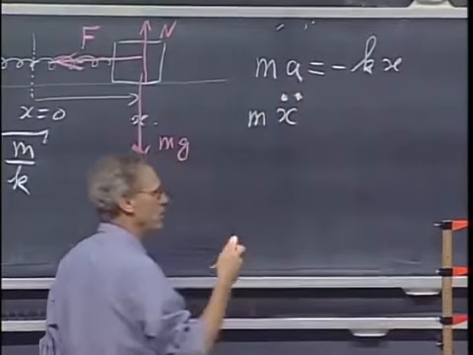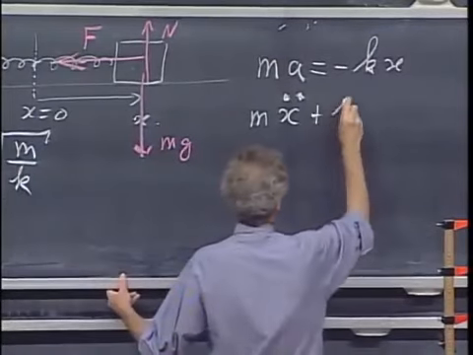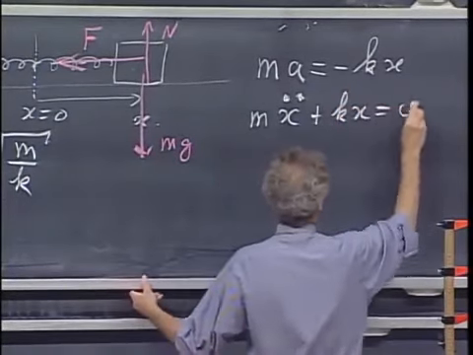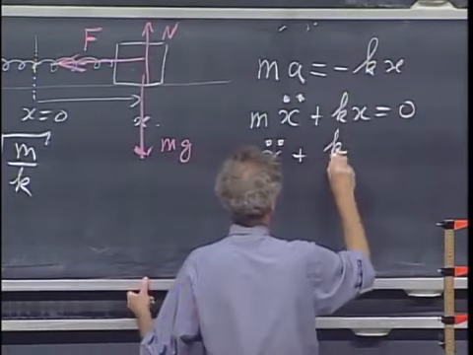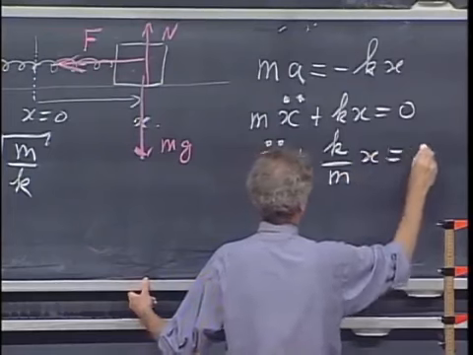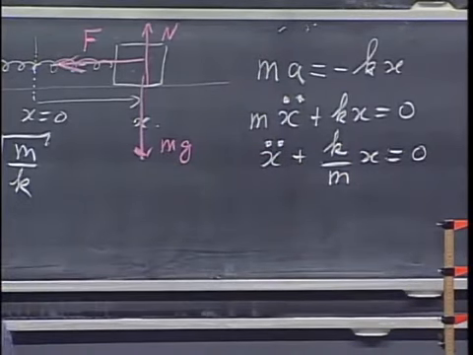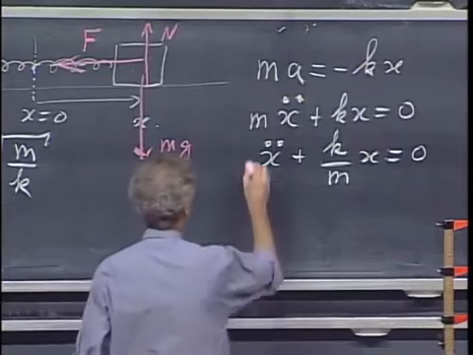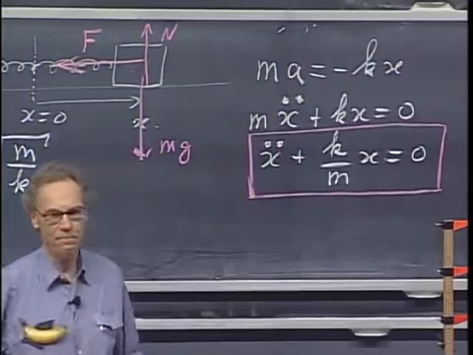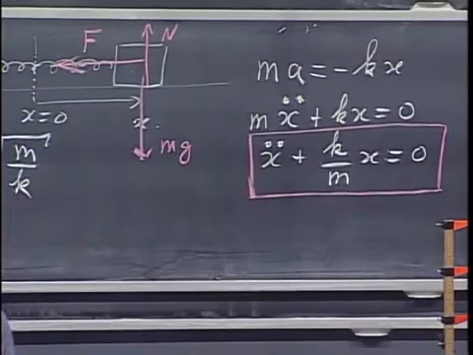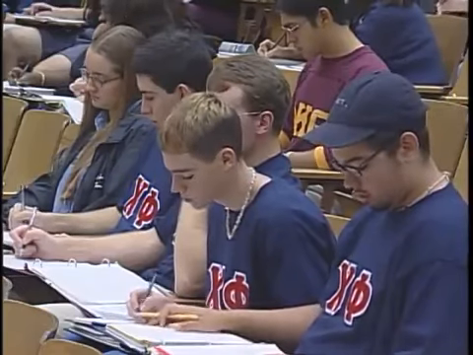One dot is the first derivative, that's the velocity. Two dots is the acceleration. Plus kx equals 0. I divide by m, and I get x double dot plus k over m times x equals 0. And this is arguably the most important equation in all of physics. It's a differential equation. Some of you may already have solved differential equations. The outcome of this, you will see, is very simple.